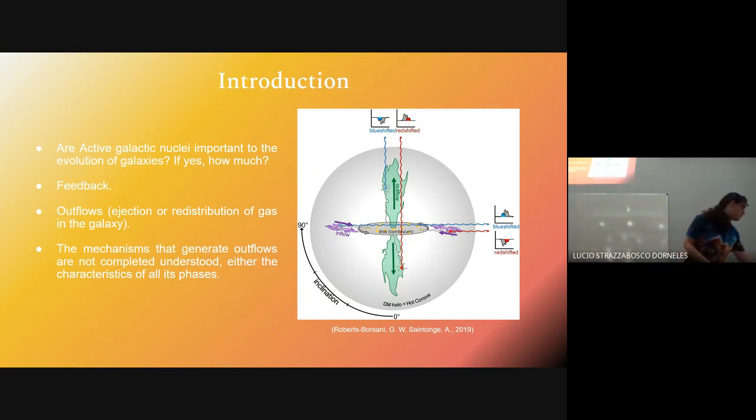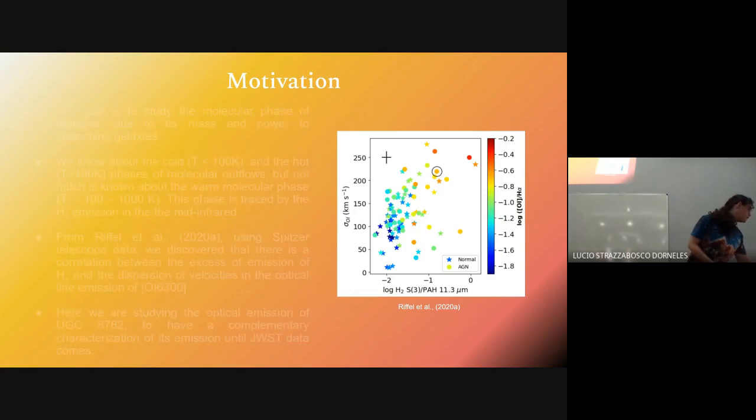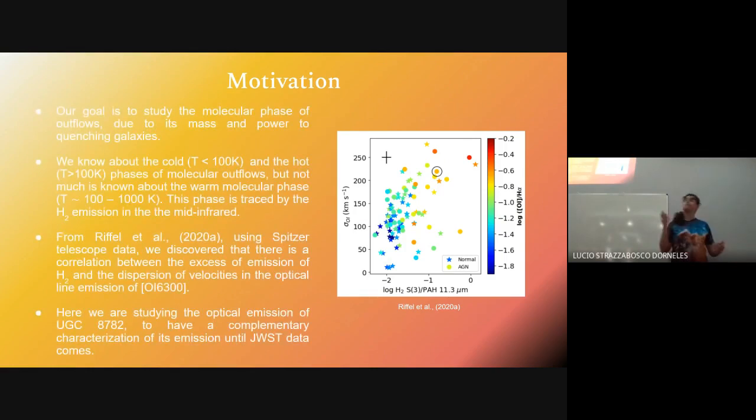So next, the motivation for our study with these galaxies. Our goal is to study the molecular phase of outflows, mainly due to its mass. So the molecular gas is more massive, and it has sufficient power to quench the star formation more than the atomic or the ionized gas, just because of its own mass.